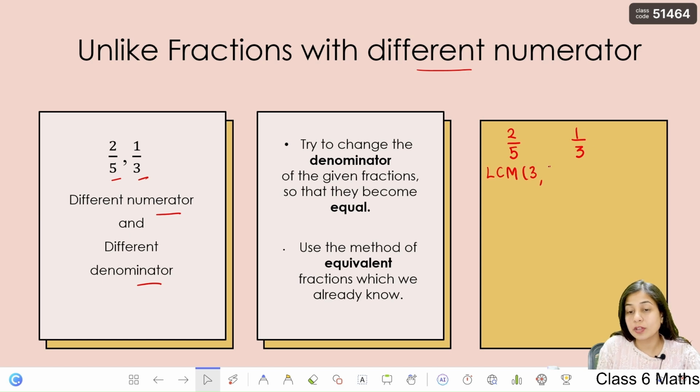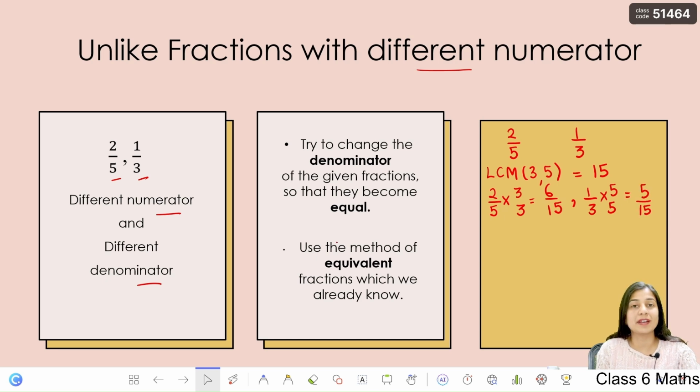So the LCM of 3 and 5 is 15, their product, because both of them are prime numbers. Now we will multiply 2 by 5, both numerator and denominator, with 3, which will give us 6 by 15. And meanwhile, 1 by 3 will be multiplied with 5 to make the denominator 15. So the fraction becomes 5 by 15.